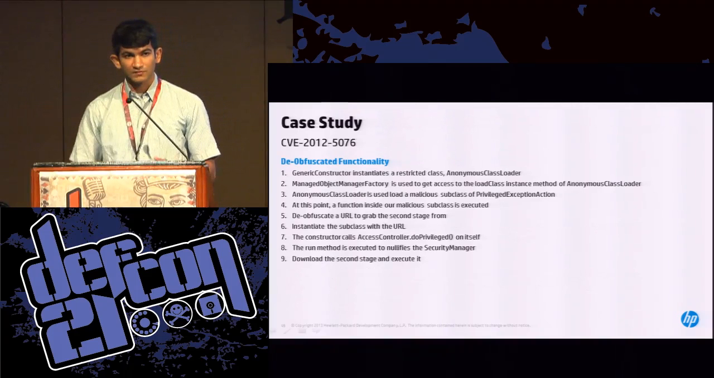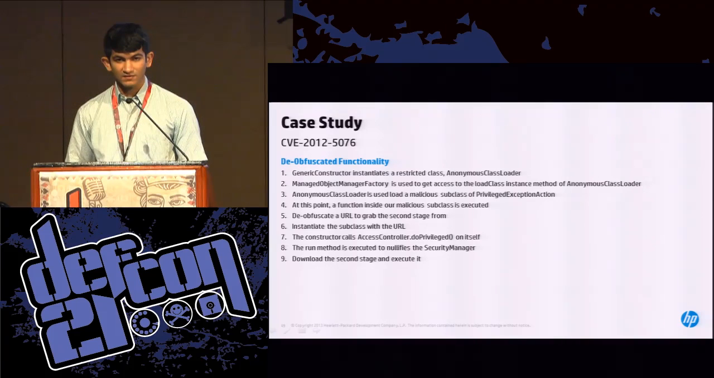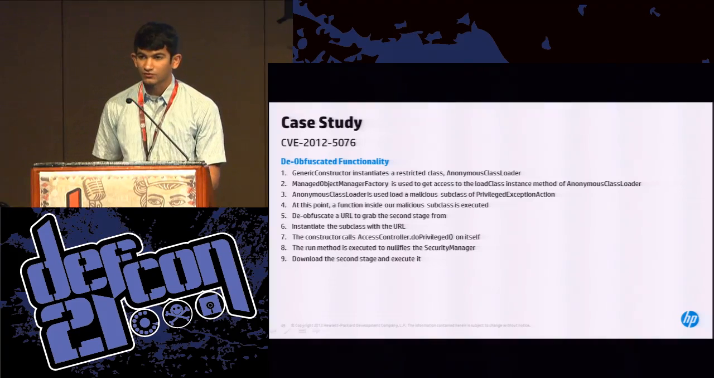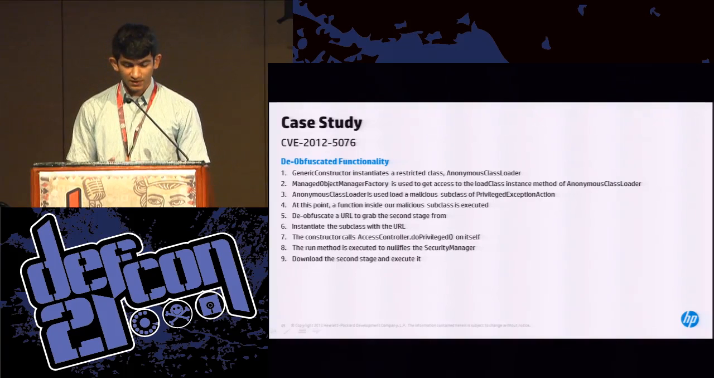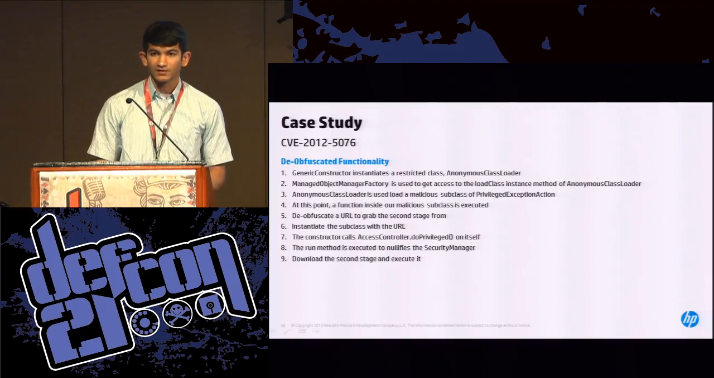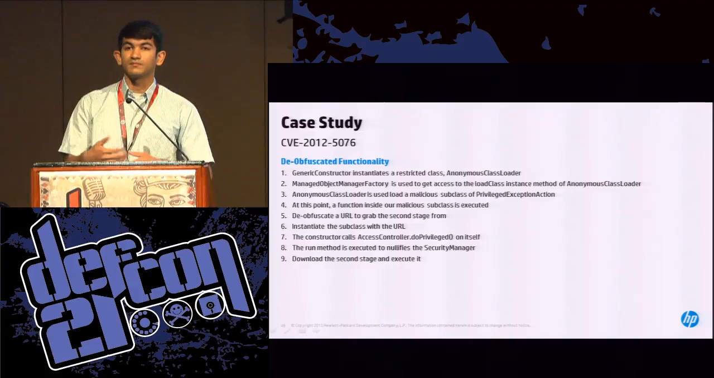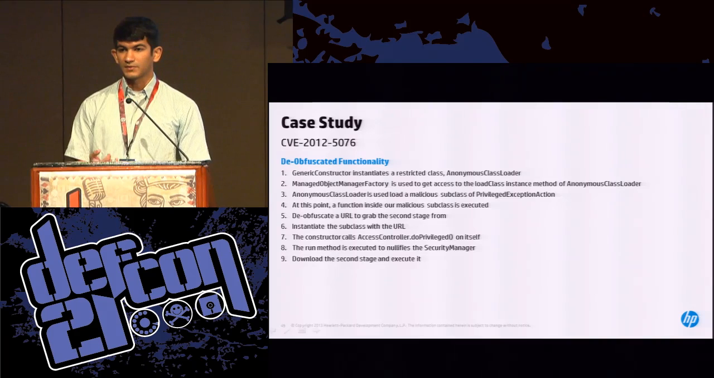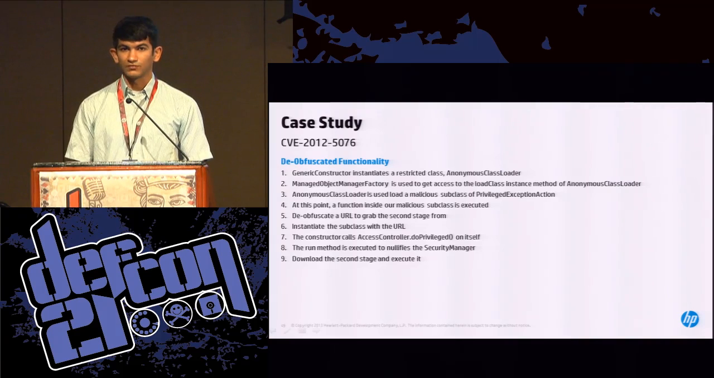Now I'm going to go through a piece of malware we have that actually makes use of a sandbox bypass, and it's CVE 2012-5076. Basic functionality, and I'll show the code in a sec, makes use of the GenericConstructor class to instantiate an anonymous class loader instance. Once it does that, it uses ManagedObjectManagerFactory to get access to the loadClass protected method, and it then invokes that method on a malicious class that implements PrivilegedExceptionAction. And once it's done that, it then nullifies the security manager and runs its stage 2.